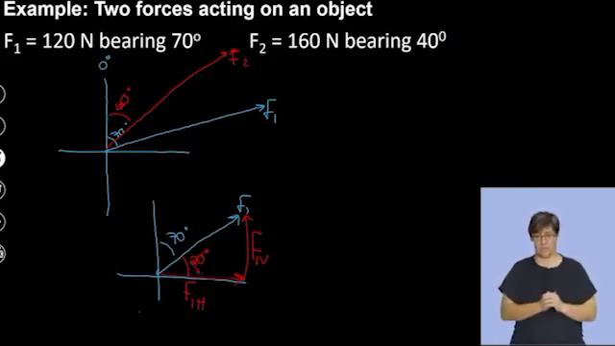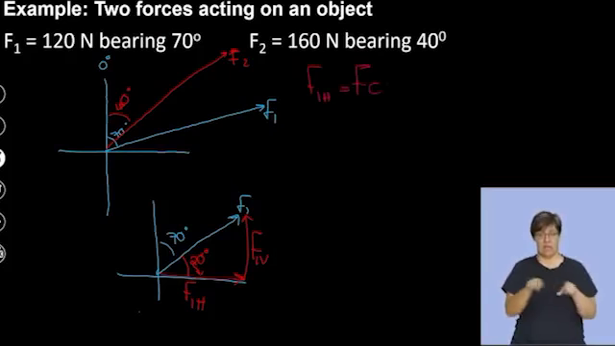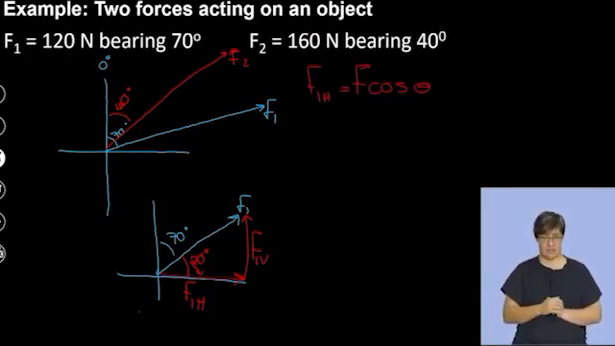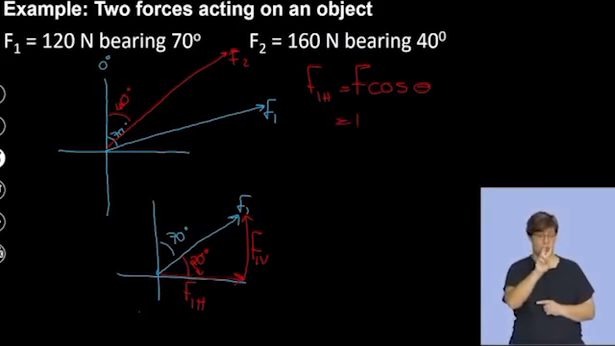Horizontal is adjacent. That means I'm going to use cos. So cos, I'm going to go straight here. So my horizontal is F cos theta, okay? If you want to go cos theta is horizontal over F, that's fine, doesn't matter. We need to work it out. F1 was 120, so that's 120. We're using 20 degrees.